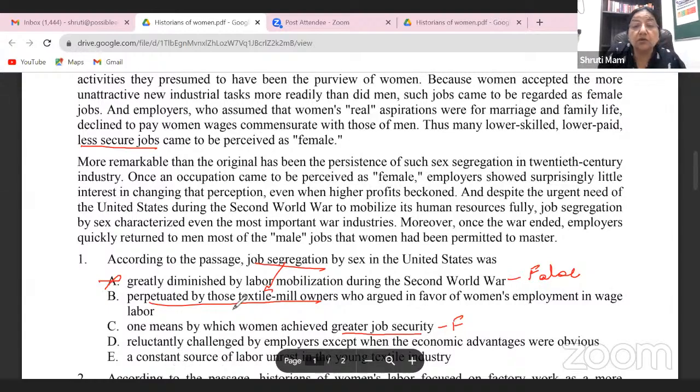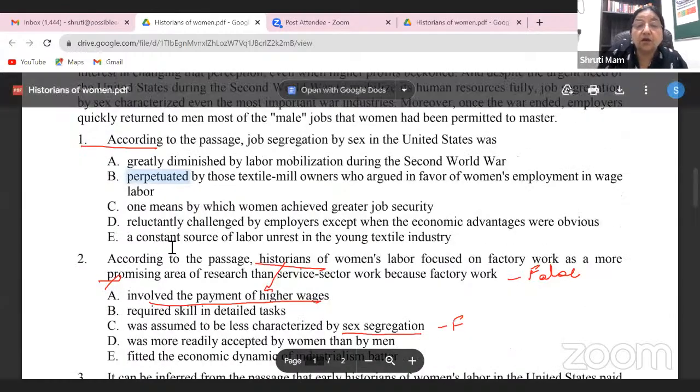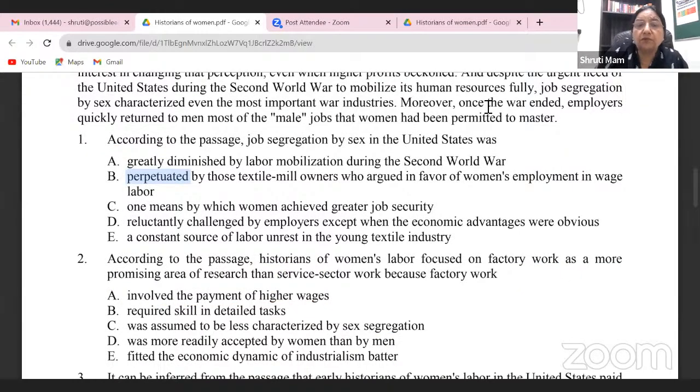Now look at this, a constant source, England, the worst choice. A constant source of labor unrest. Labor unrest is not a part of our paragraph. So labor unrest is not a part; this goes out of the box. Greatly diminished, false. Not discussed. Now the fight is between B and D. Job segregation by sex in the United States was reluctantly challenged by employers, except when there were economic advantages. But where are the economic advantages? Rather, they said it was less secure.